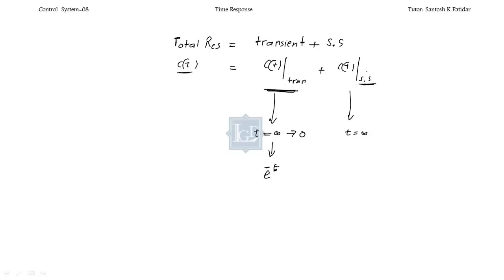And if I talk about the steady state response, it is not going to die at t equal to infinity, so it will have some constant terms as well as some oscillatory parts, like sin t, cos t, whatever it is. Okay, so if the system response contains exponential terms, definitely it is going to introduce the transient response.